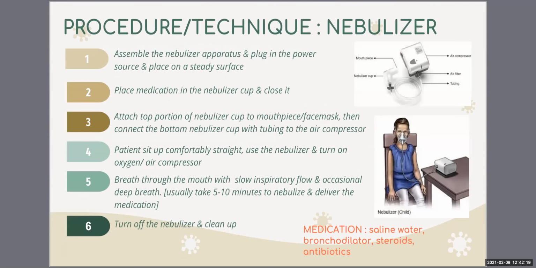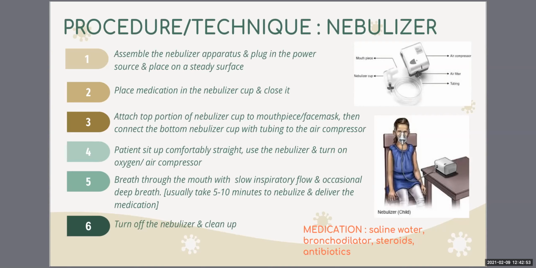Next, we're moving on to the procedure or the technique. First, we start with the nebulizer. As you can see in the top right picture is the set of nebulizer apparatus, which mainly consists of an air compressor, mouthpiece or face mask, nebulizer cup, air filter, and tubing. First of all, we need to assemble the nebulizer apparatus, plug in the power source, and place it on a steady surface. And then we place the medication in the nebulizer cup and close it.